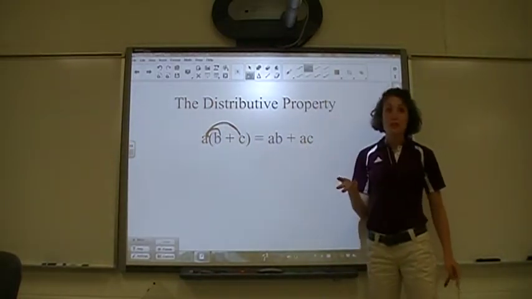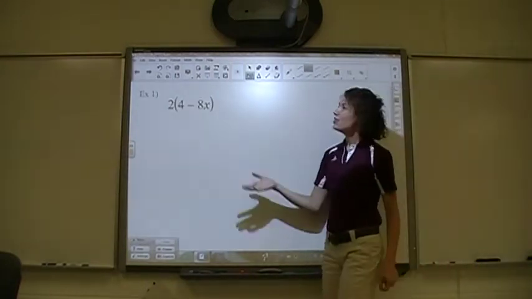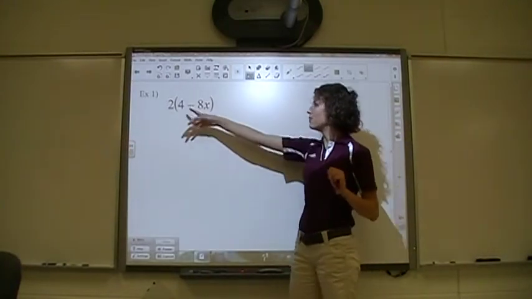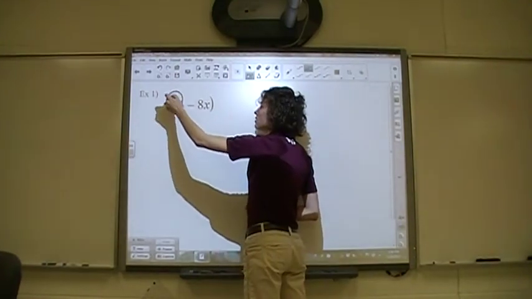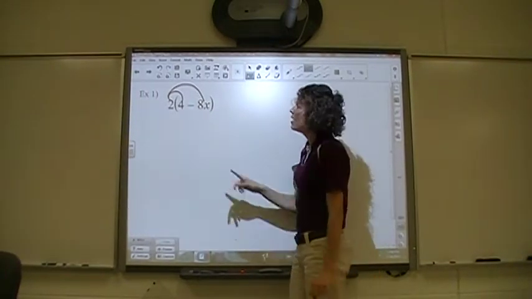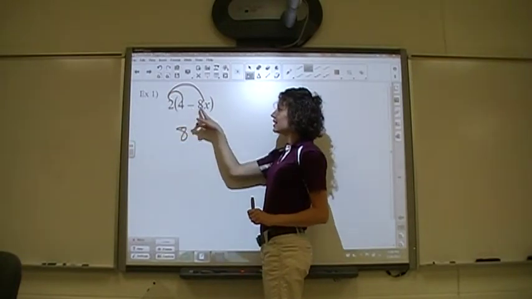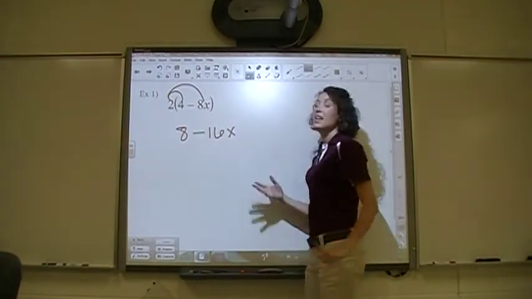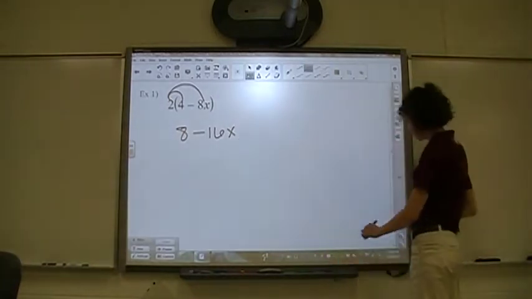Now it's going to be a lot simpler when you are working with numbers. So let me give you an example with numbers. In example 1, we have 2 times the quantity of 4 minus 8x. What you want to do with this 2 is draw your rainbows and distribute that 2 to both the 4 and the negative 8x. So 2 times 4 will give me 8. Then 2 times negative 8x will give me negative 16x. And that's my answer because I'm simplifying. You don't have to do anything else.